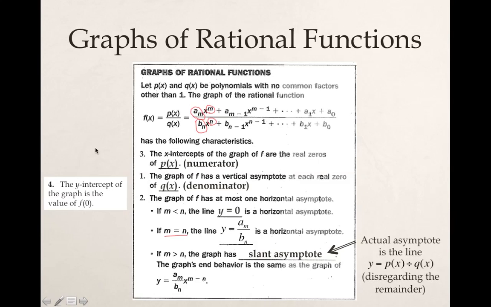Okay, so 4-step process here. Step 1, find the vertical asymptote. Step 2, find the horizontal or slant asymptote. Step 3, find your x-intercepts. Step 4, find your y-intercept.